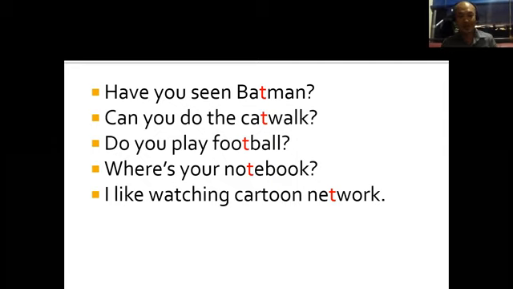Another exercise we have. Have you seen Batman? Can you do the catwalk? Do you play football? Where's your notebook? So notebook. I did not pronounce the T there, even though it's in the middle of the word. Now, I like watching Cartoon Network.